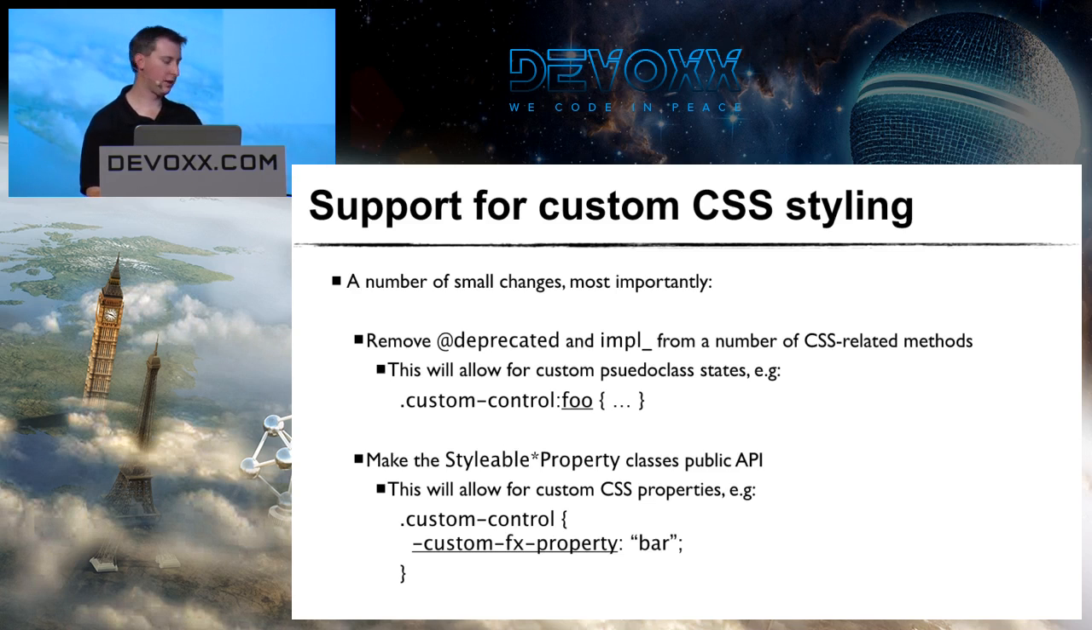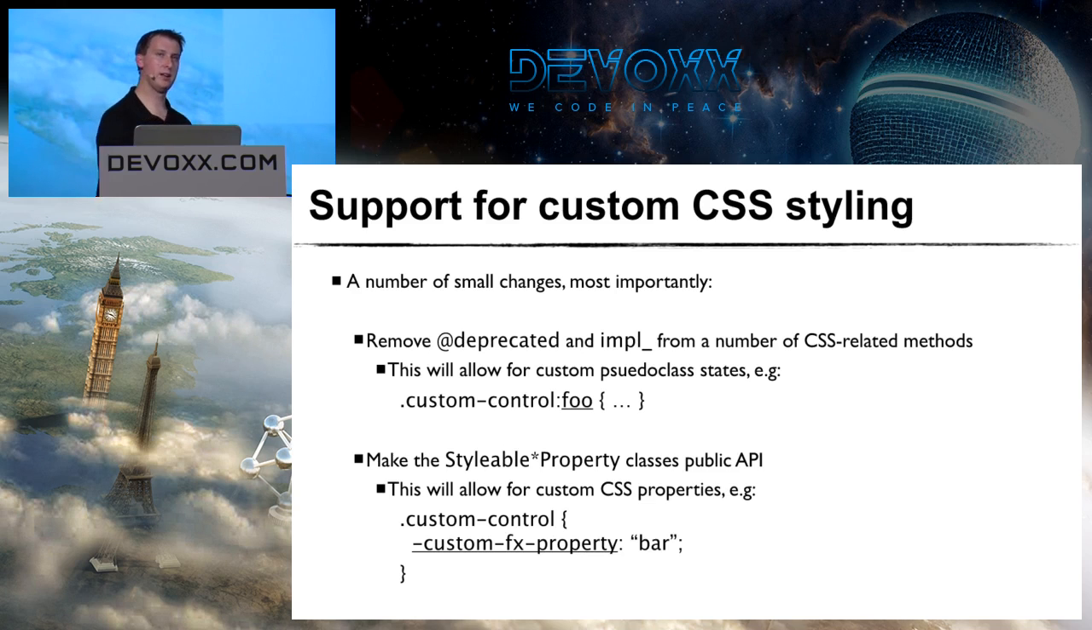Another big thing that we're working towards is a public API for CSS styling. What this means is you can define your own pseudo-class states, which you can see on the first bullet point where it's the underlined foo. That's a pseudo-class state. A very common one is hover. When the mouse moves over a node, that pseudo-class state hover is true. So you can say, when this node's hovered, change the drop shadow or change the fill or whatever it is. In this case, you're now going to be able to define your own pseudo-class states.